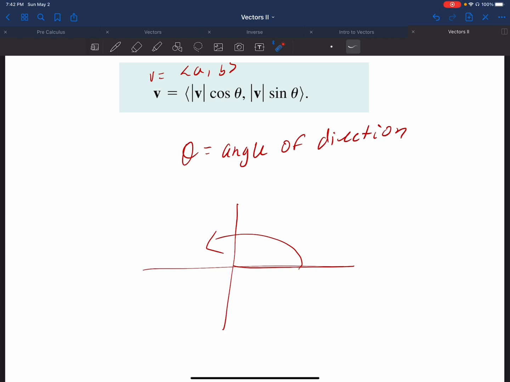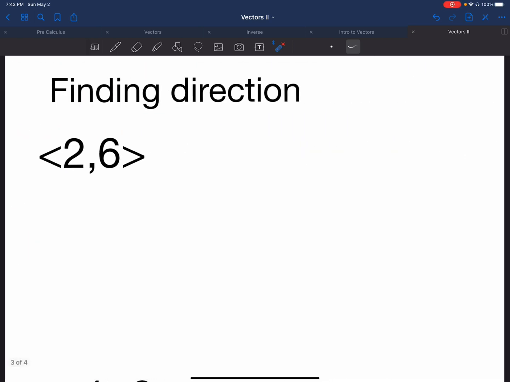I'm going to show you two different ways to find the angle of direction. The first one is going to be with basic trig. So if we were to plot the vector 2, 6, remember your tail will be at the origin, and then your head will be at 2, 6.